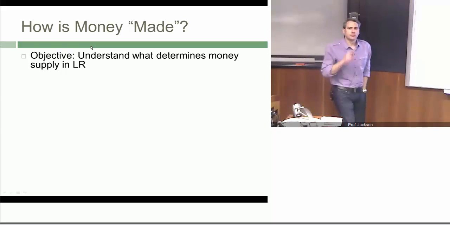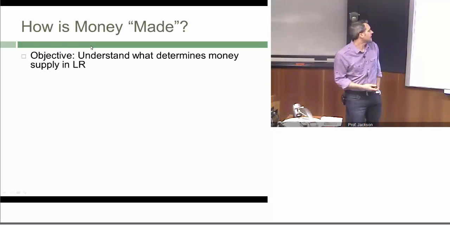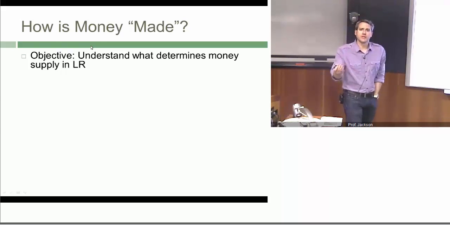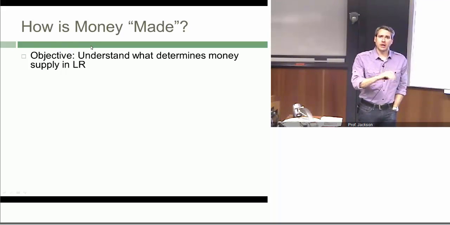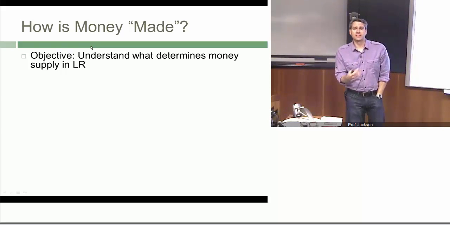So the objective of this video in this section is to understand what determines the money supply in the long run. As I mentioned in previous videos, all of the early chapters in this textbook are focused on thinking about the mechanics of the economy over the longer term. So we're thinking about a horizon of several years or longer.